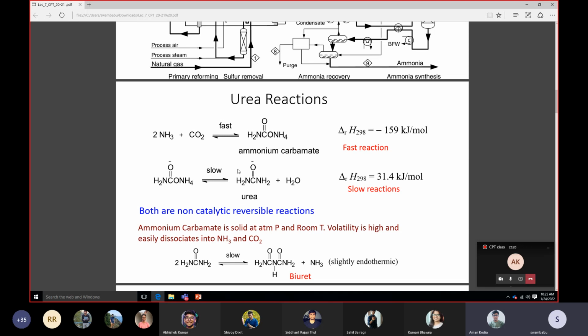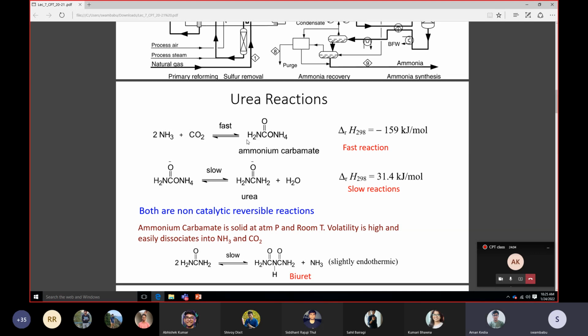So we want the second reaction to happen. We want urea formation to happen. We don't want this side reaction to happen. We want the first reaction to happen, but we don't want the backward reaction to happen. So what is to be done to avoid the backward reaction of the first reaction, and to make the second reaction happen, while again not letting the third reaction happen? These three have to be taken care of.